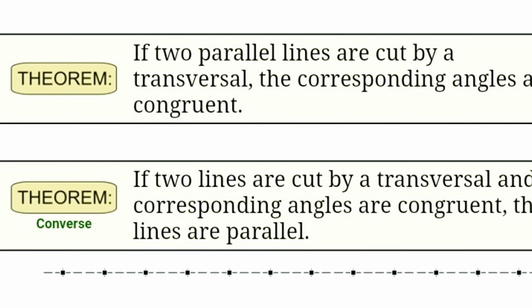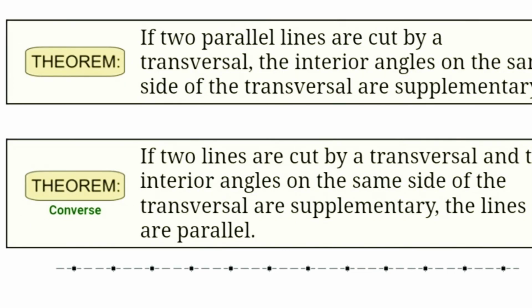Okay, so you have learned that the corresponding angles are equal. So this is the theorem for the same. Now the converse of this same theorem: if two lines are cut by a transversal and the corresponding angles are congruent or equal, then the lines are parallel.